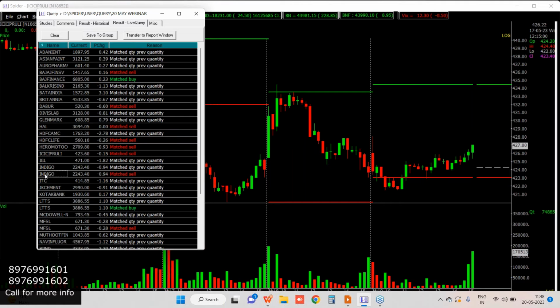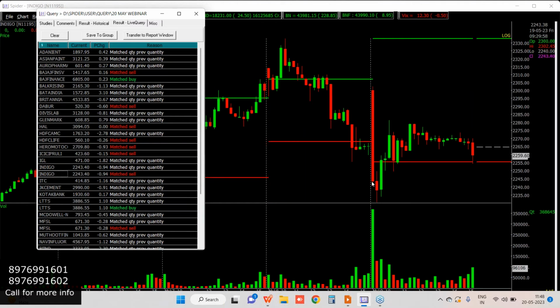Then we had Indigo. Indigo, you can see, has not performed well. It did give us the crossing, but it went positive. So stocks like this you can carry forward for the next market as well. You can expect a gap down or a sideways market open, and then you can have a sharp fall in Indigo in Monday's market also.